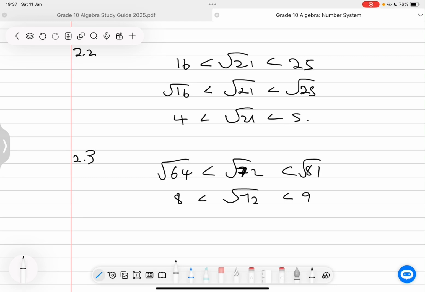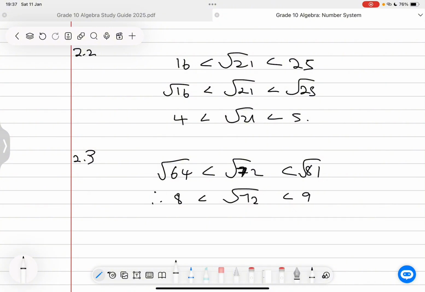This is 72. You can see that these two numbers are consecutive with each other, and the root of 72 will be in between those two numbers. This is your final answer.